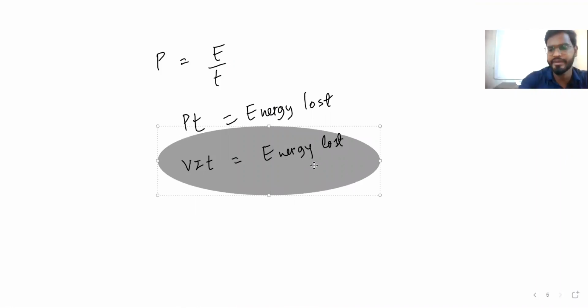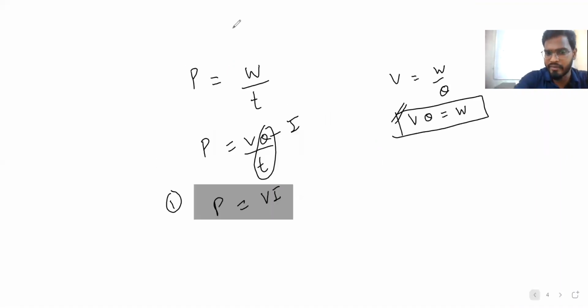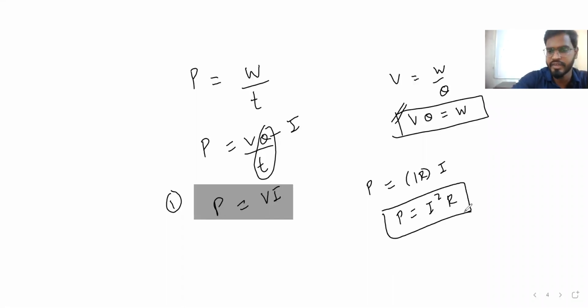Next, if you see the power formula, another formula: V is equal to I into R. So power is V into I, and putting V as IR, we get I square R, which is equal to power.